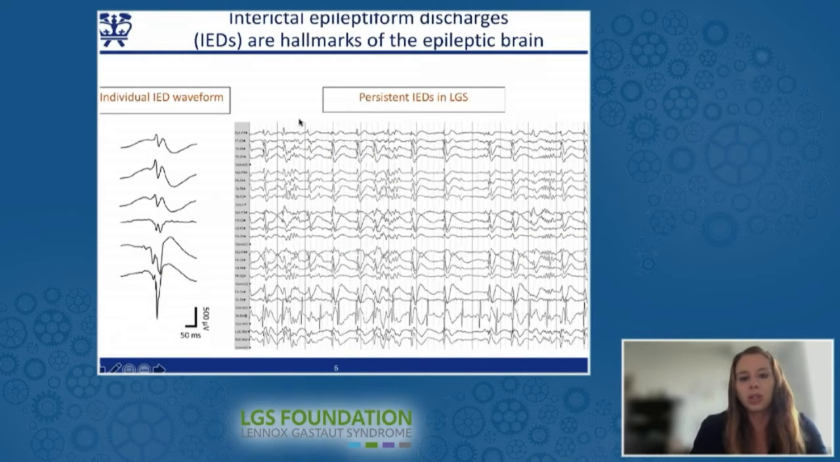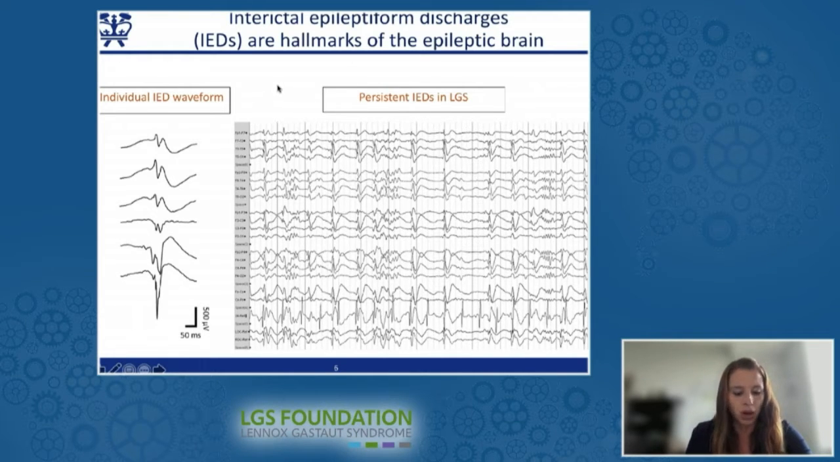So I'm going to start off with a little bit of introduction to interictal epileptiform discharges, which is what the majority of my work focuses on. These are the hallmarks of the epileptic brain. They're brief, spontaneous, pathologic bursts of activity. They occur in between seizures, and they interrupt ongoing network activity.